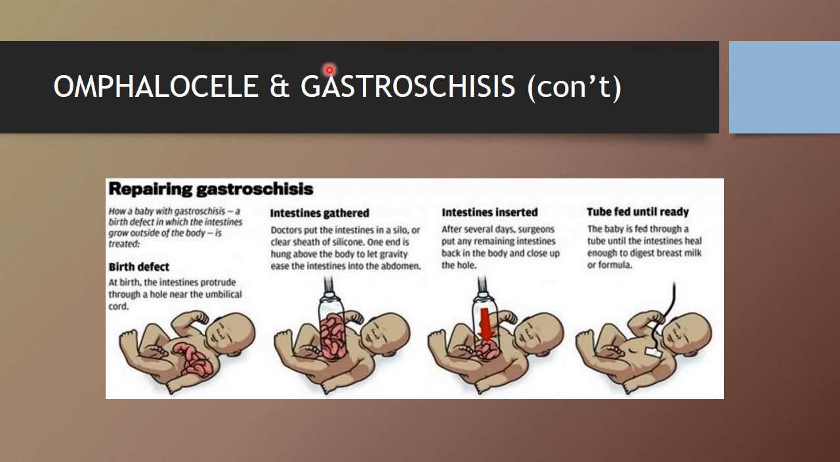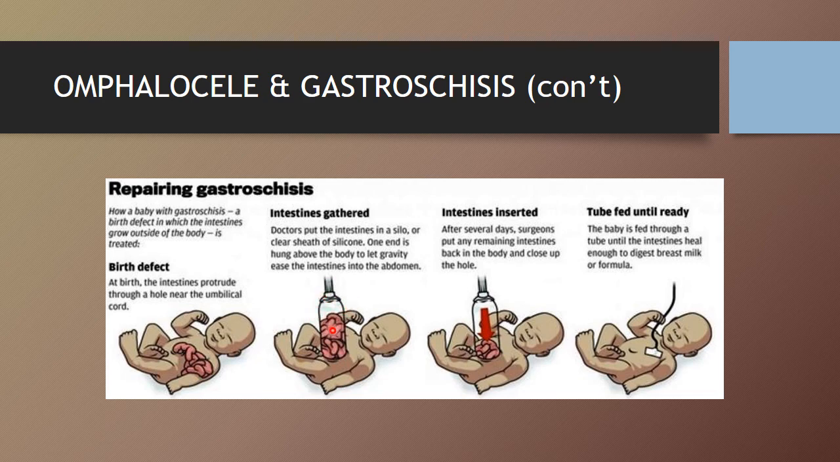All right, so you can see here, this is a gastroschisis child. The intestines are here. You can put it in the silo, or a clear sheath of silicone. It may have both. A little sheer sheath. The one I've seen at CHOP is actually this. You have the sheath, and then you have this white thing that's a silo, and it has four... It's tied to all four areas of the crib to really hover over the body.